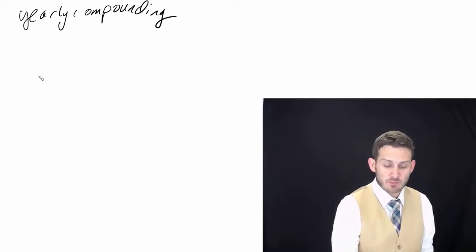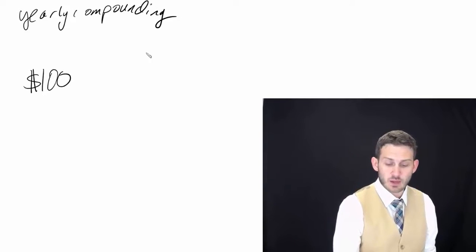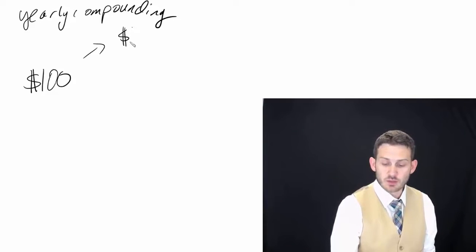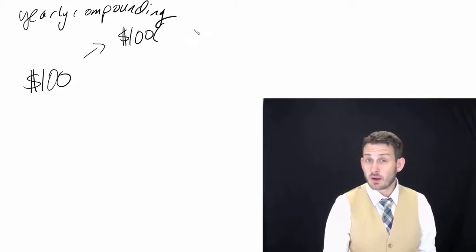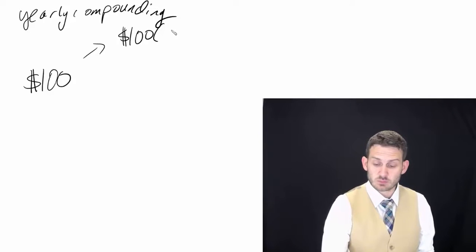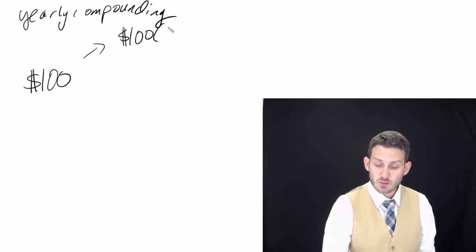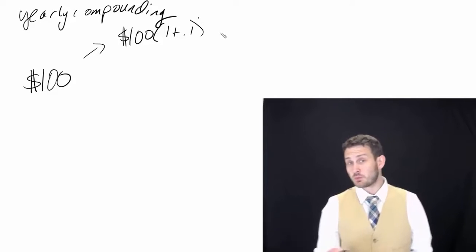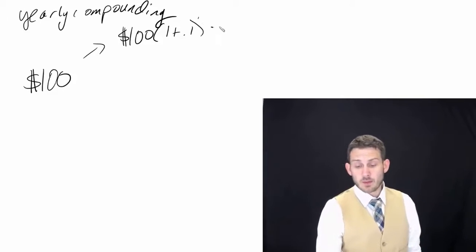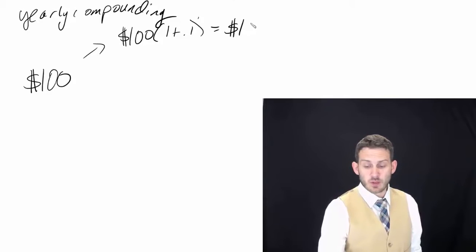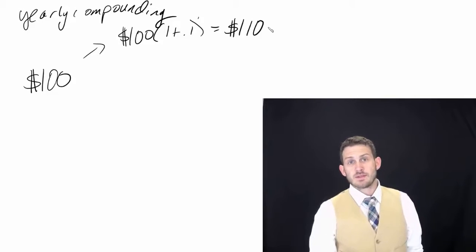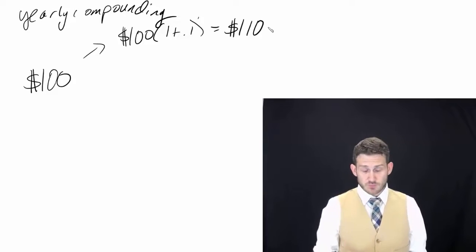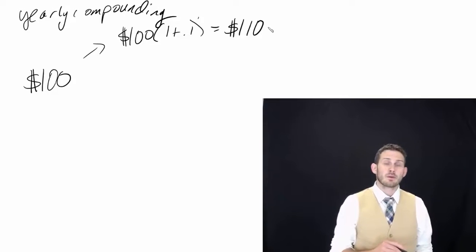Let's say that we have $100 that we are sticking into an account, at yearly compounding, and let's say we have a 10% interest rate. So we're going to go 1 plus 0.1, right? 1 plus r to the first because it's one time period away. That means that at the end of the year, we're going to end up with $110. That's pretty straightforward, really easy to look at what we're doing.